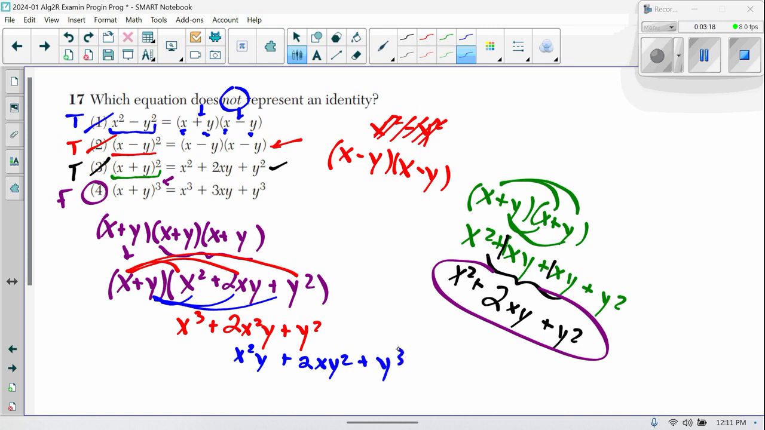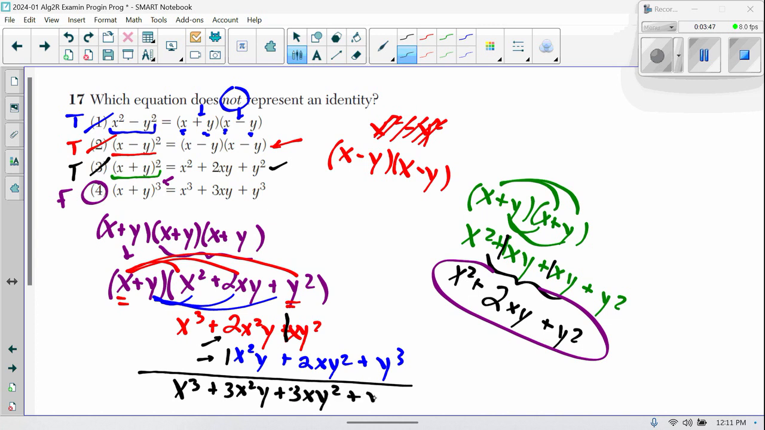So when everything's all said and done, I feel like I missed. Oh, this one should be x times y squared is xy squared. All right, and these line up. I have an x cubed. I have 2x squared y and 1x squared y. That's plus 3x squared y. All right. Then I also have 1xy squared and 2xy squared. So it gives me 3xy squared plus my y cubed.